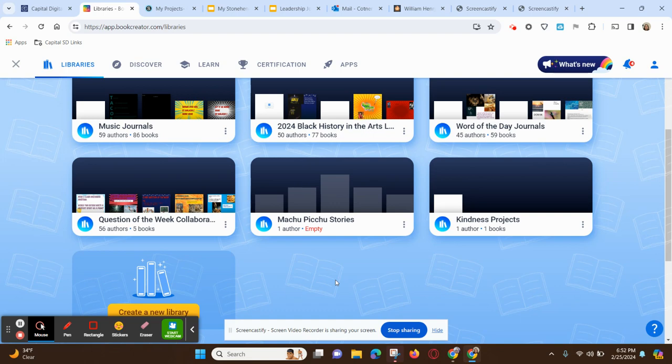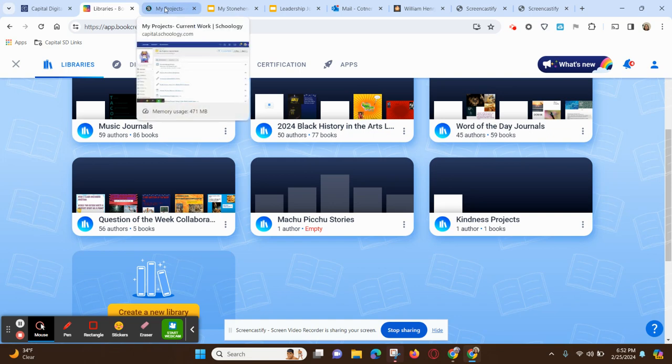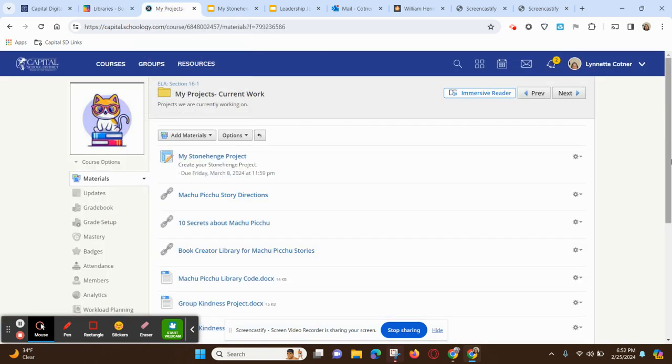But as you can see, it's going to be awesome. They're going to have so many resources to make the book attractive, and images and backgrounds, and it's just going to be really nice once they get that final project done.